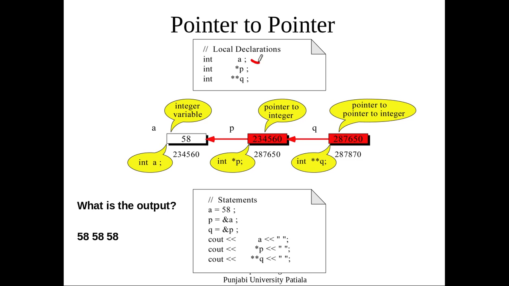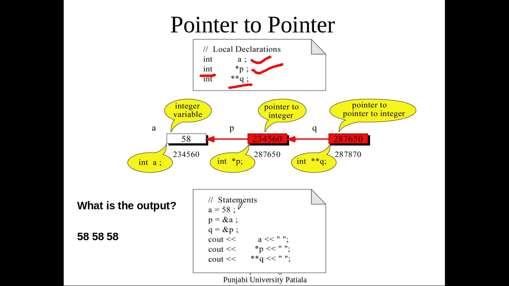For example, I can declare a variable a, then we can declare a pointer p. *p means p is a pointer type variable, which can store the address of an integer variable. Double star means it is a pointer to pointer. So q is a pointer variable which is storing a pointer, which is storing further a pointer. So let's see one example.